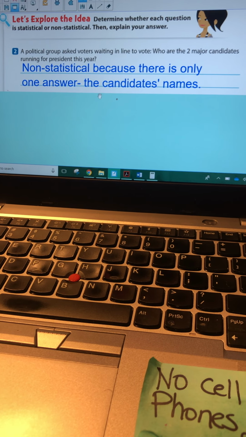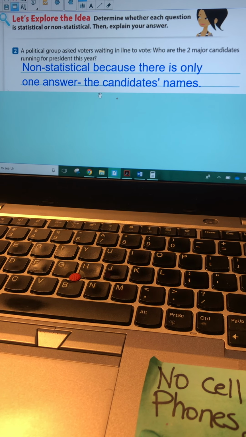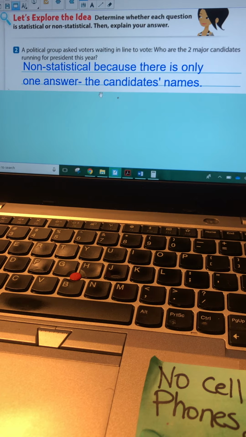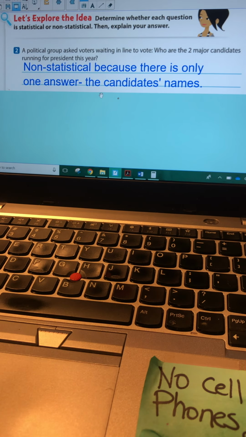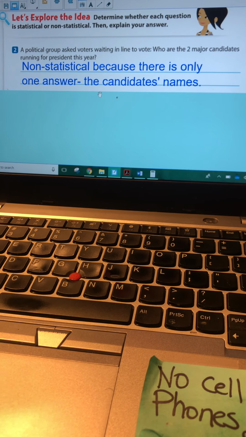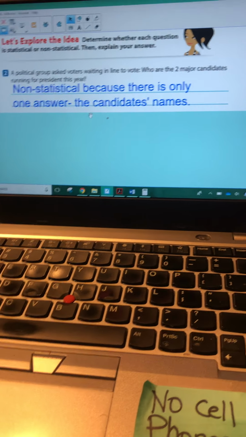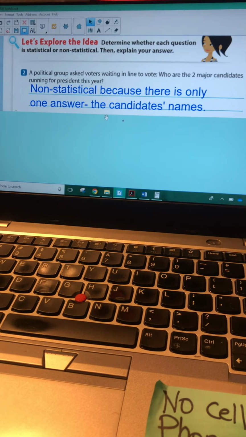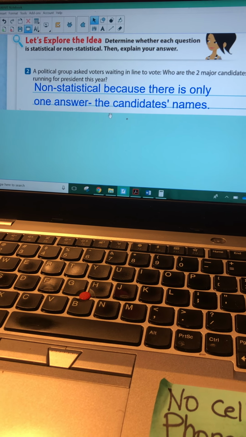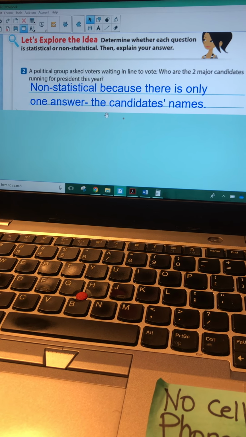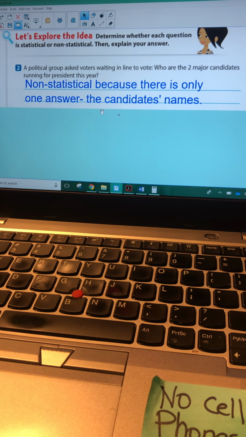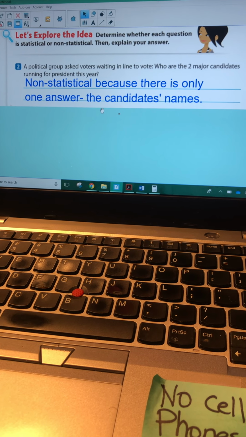I say that this question is non-statistical, okay? Because if someone says to a group of people, who are the 2 major candidates, well, they're going to tell you 2 names and that's it, okay? So there's just one answer. That means that it's non-statistical, okay? So non-statistical means that you only get one answer. Statistical means that you get more than one answer, okay?